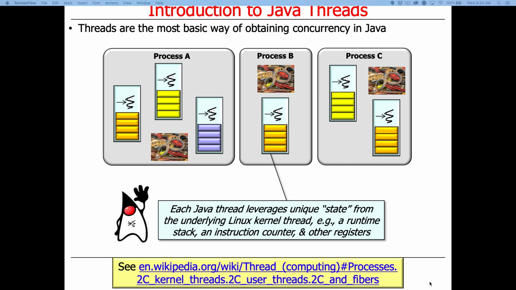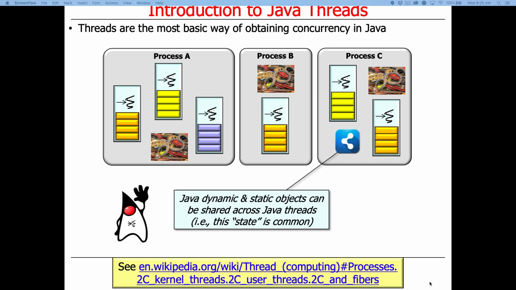Those would include stuff like a runtime stack to keep track of the function calls within that thread, an instruction counter to know where you are in the stream of instructions in that computation, and other registers, things like thread-specific storage and other information that's specific to the state of a given Java thread. So some things are unique. Other things, however, are common.